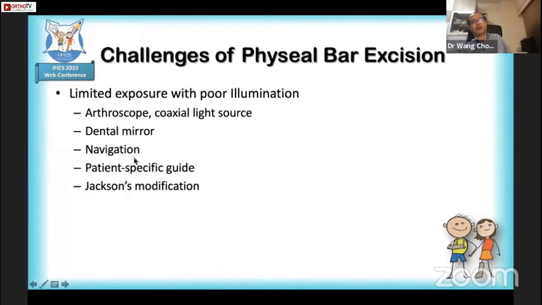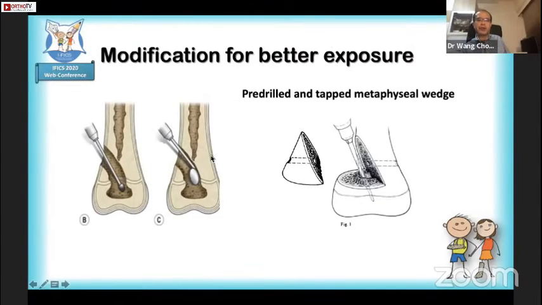Navigation or patient-specific guides have also been reported in the literature, trying to improve the precision of removal of the physeal bar. But if you're short of all this high-tech stuff, the Jackson's modification could be useful. So instead of using a cortical window with bone tunnels, a pre-drilled, tapped metaphyseal wedge is removed somewhere around 0.5 to 1 centimeter from the physis. And that will give you a very beautiful direct approach to the physeal bar.